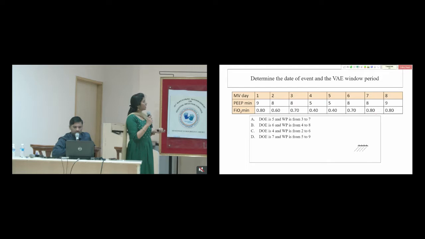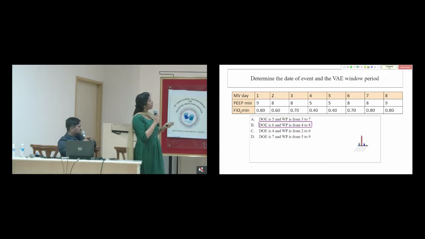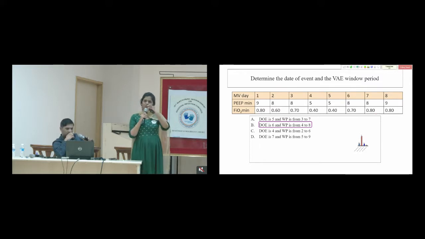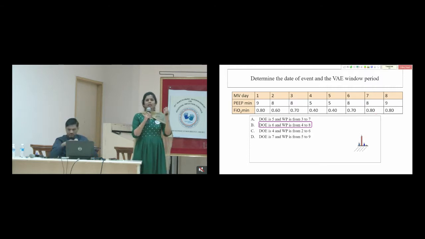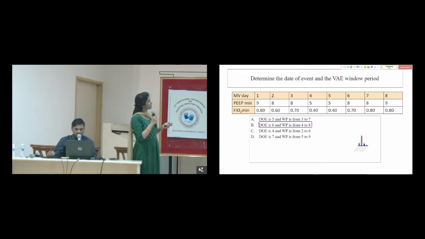So we'll see the answers. Yeah, most of you have got it correct. So 5, 5, that is day 4, day 5 we are considering as baseline because values are equal, followed by which day 6, day 7 is the worsening of gas exchange. Date of event is first day of worsening of gas exchange, that is day 6. From 4th to 8th will be the window period, +2 and -2.